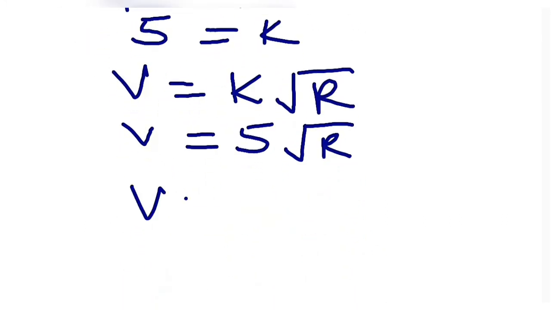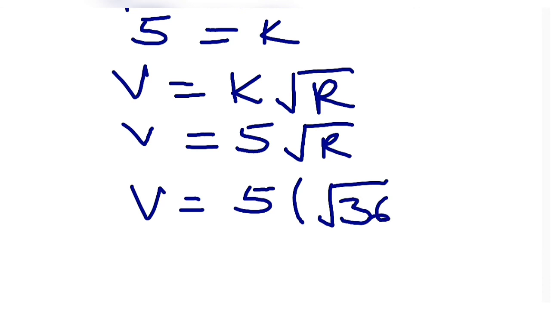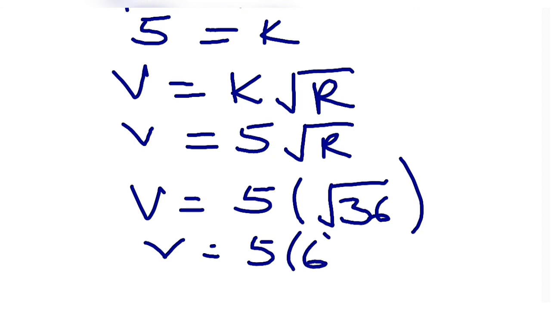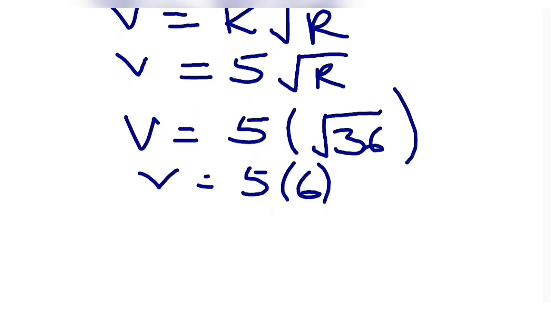So when r equals 36, v will be the same as 5 multiplied by the square root of 36. The square root of 36 is the same as 6. This will therefore give us v equals 5 times 6, which is 30.